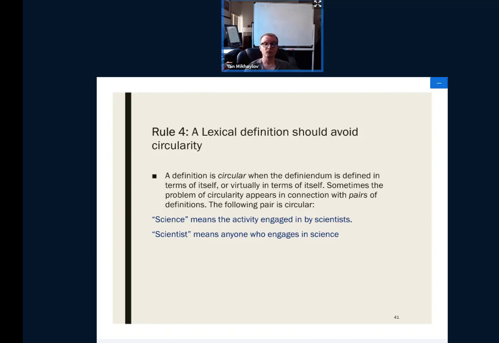Lexical definition should avoid circularity. That is what we were talking about before, and it is important. You cannot say science means the activity engaged in by scientists, or scientist means anyone who engages in science. It's like defining chair means chair, butter means butter. That's not a definition. You're repeating the same thing essentially.